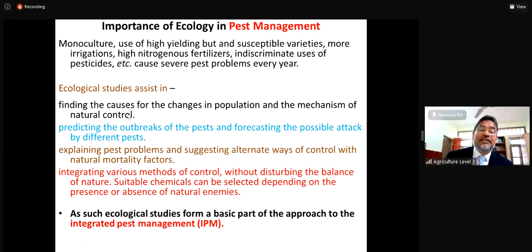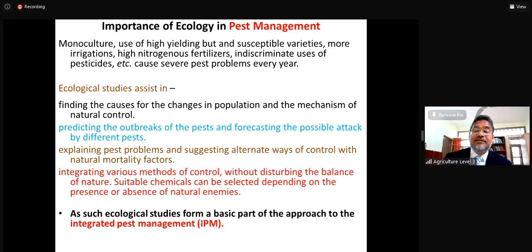Natural enemy হলো যে in nature there are many enemies of our pest. We need to know who are the enemies and how can we use the enemies. So what is this? As such, ecological studies আমাদেরকে যেটা দিবে সেটা হলো basic part of the approach to the IPM. IPM, probably integrated pest management. You have heard the name integrated pest management.